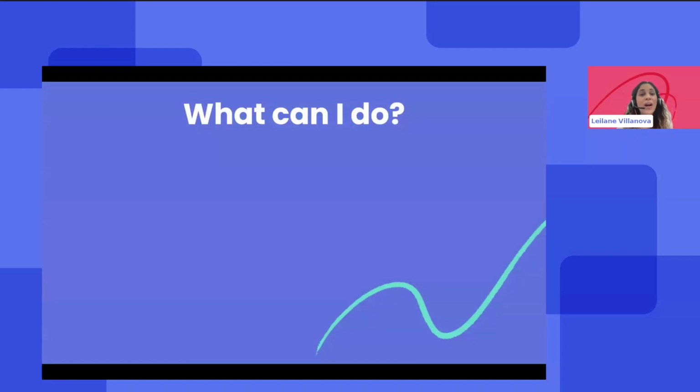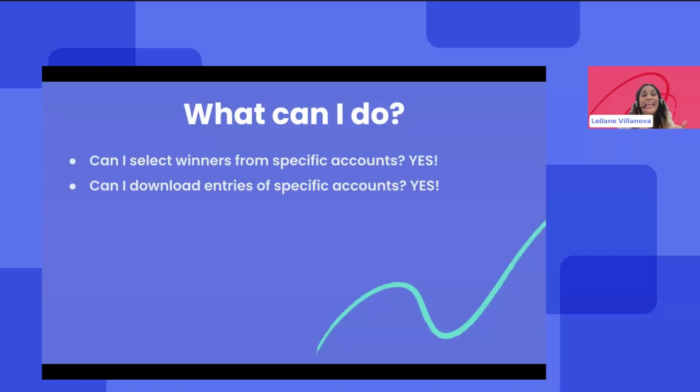Okay, so what can I do with that? Can I select winners from a specific account? Yes, you can. You can select winners from specific accounts and as many as you'd like. Can I download entries of specific accounts? Yes, you can. And I'm talking about hosted syndicated type campaigns. So just for you guys to be aware of that.